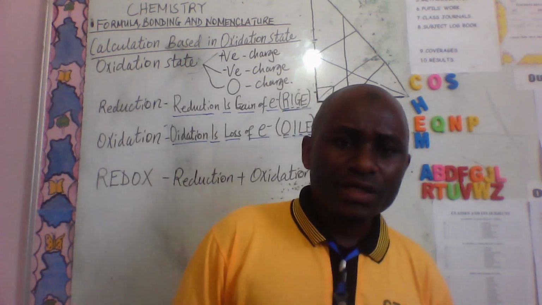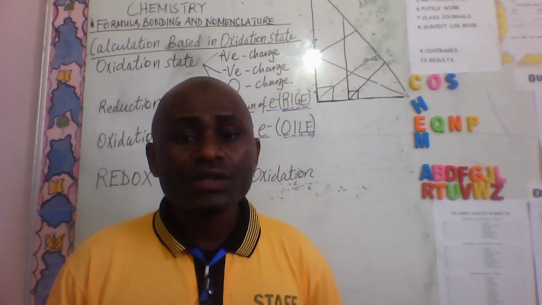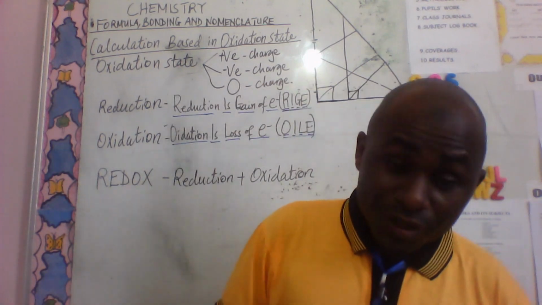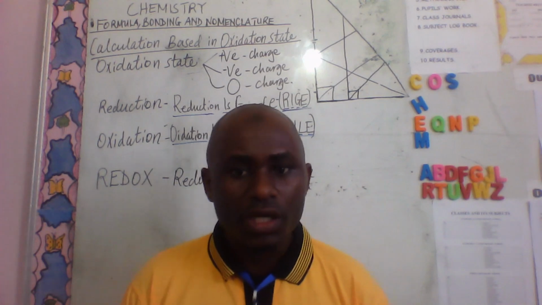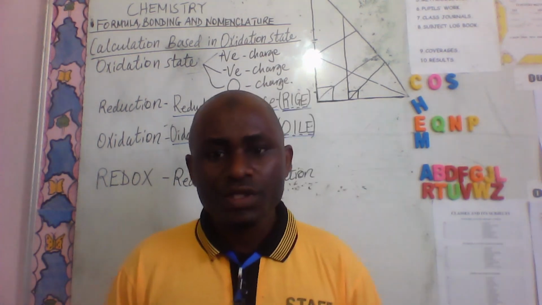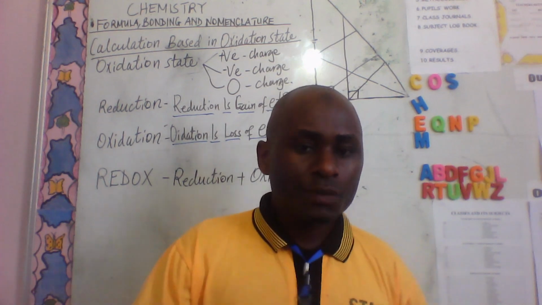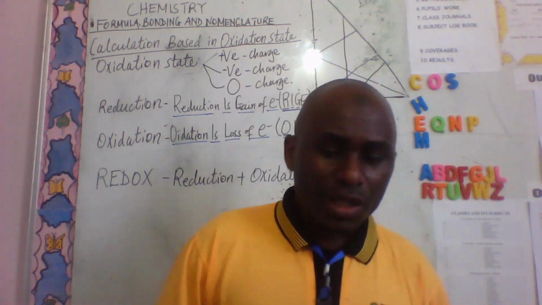But there are some reactions which involve both oxidation and reduction at the same time. That reaction we call redox. Redox is a chemical reaction that involves the gain of electrons and the loss of electrons simultaneously, or at the same time. During the chemical reaction, a species gains and loses electrons at the same time. That we call redox.